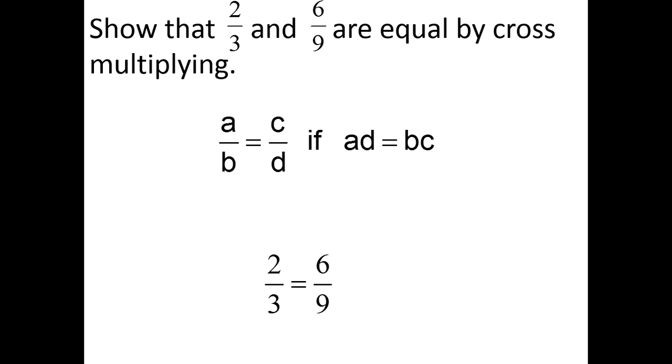So in this case, 2/3 equals 6/9, because 2 times 9, which is 18, and 3 times 6, which is 18, are equal numbers. So the cross products are equal. That's how we can show that two fractions are equal. And likewise, if the cross products were not equal, then we could conclude that the fractions are not equal.